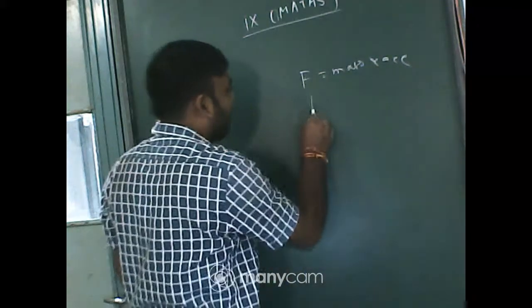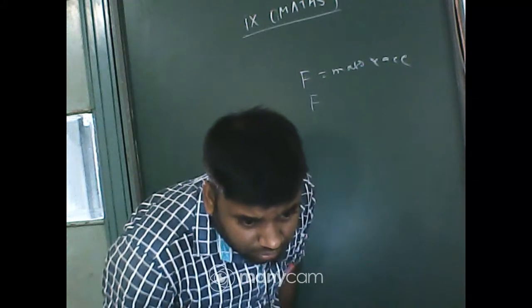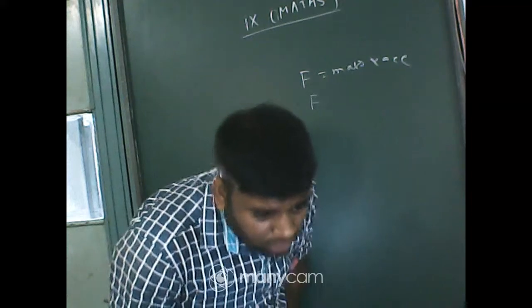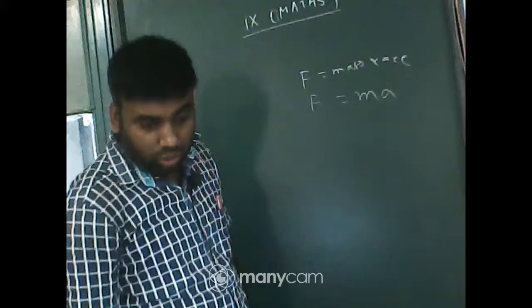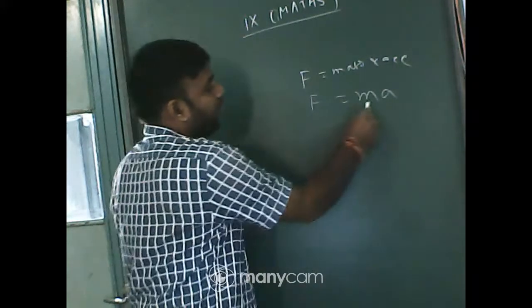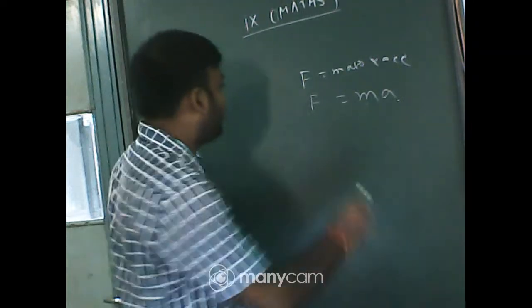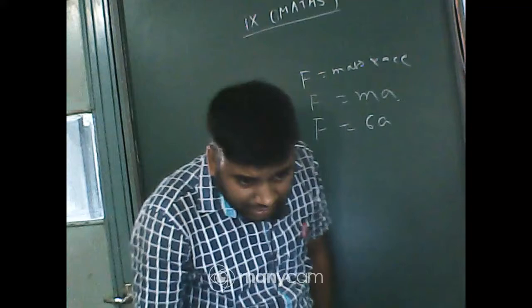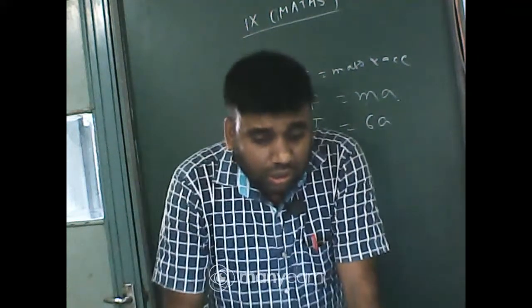We know that F equal to ma, force equal to mass into acceleration. In this question it is given that mass equal to 6 kg, so F equal to 6a. Now read from the graph.